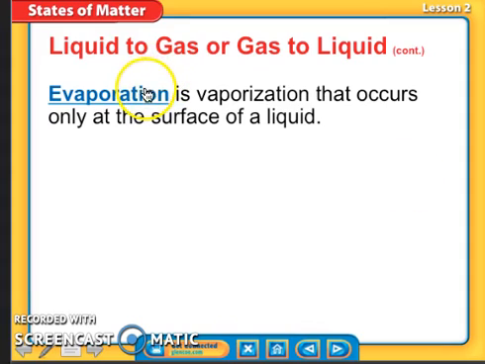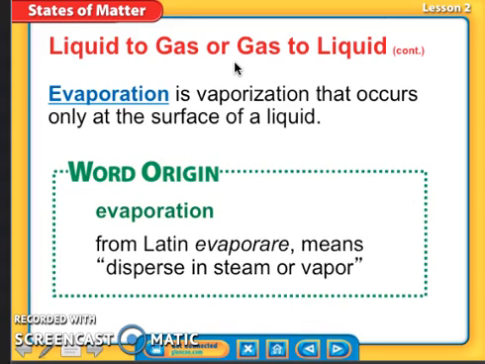Now the second type of vaporization, evaporation. The process of a liquid changing to a gas at the surface of the liquid. Now this is on page 286. This comes from the Latin word evaporare, which means to disperse in steam or vapor. Evaporation is basically if you have a puddle outside and the sunlight or the radiation from the sun is warming up just the very top layer of water, those particles at the very top, and they start to go through vaporization and evaporate. Okay, so you need to know those two forms.